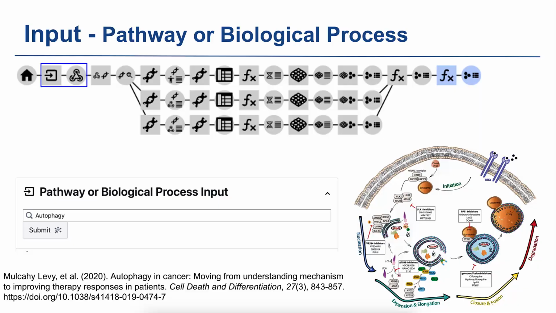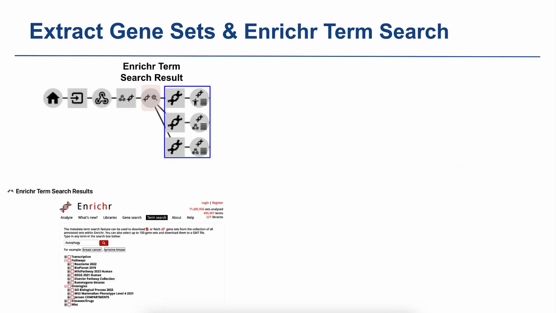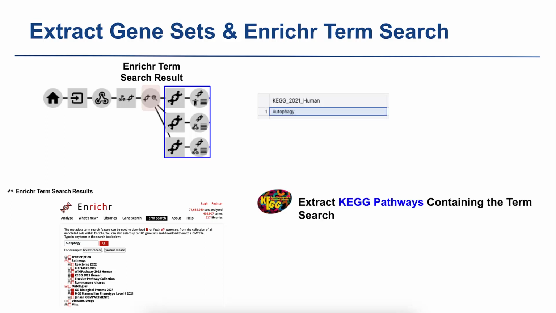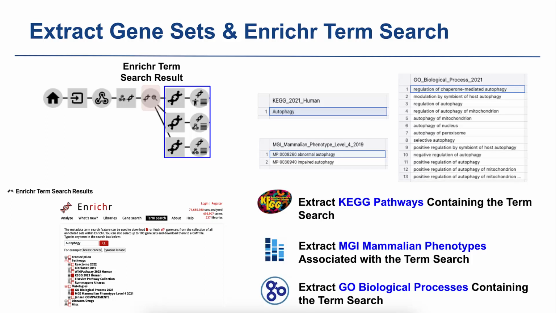You can input the biological process of interest to start. The default input is set to autophagy. Next, we query Enrichr with the term autophagy to find matching gene sets annotated with this term. From the Enrichr term search results, we extract gene sets from KEGG pathways, MGI mammalian phenotype, and gene ontology biological process libraries, which are associated with the desired biological process.